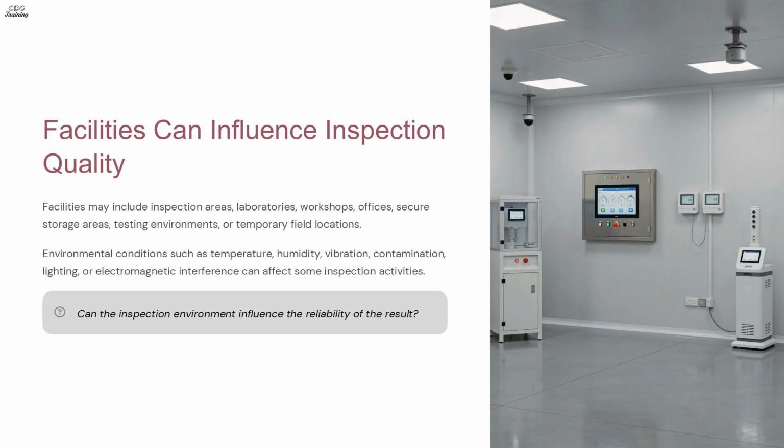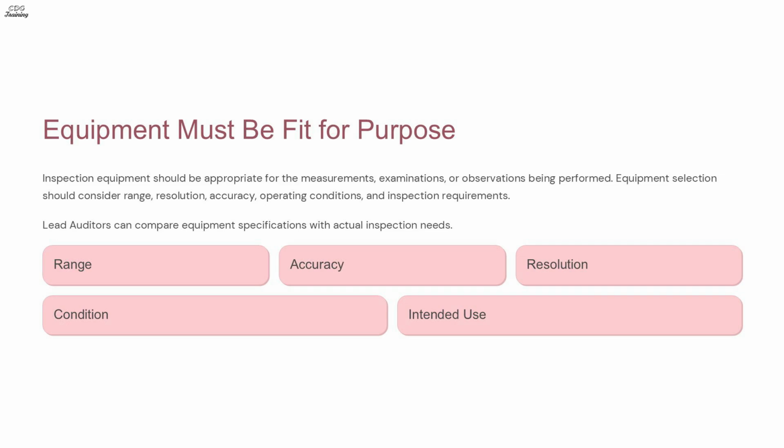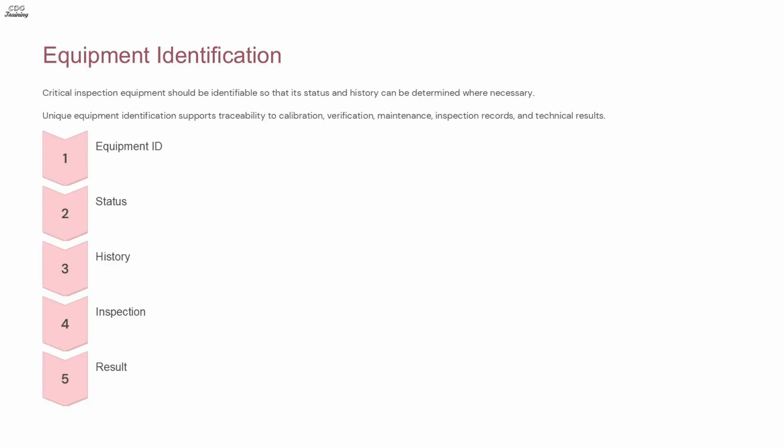Facilities can significantly affect inspection quality. Environmental conditions and interference can impact results. Inspection equipment must meet specific requirements to ensure accurate results. Consider range, accuracy, and intended use. Equipment identification is crucial for traceability and reliability. It involves tracking ID, status, history, and results.